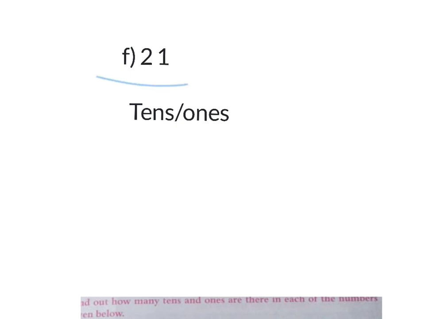Part F. In part F, we have a two-digit number, that's 21. Students, in 21, 1 comes at ones place and the digit 2 comes at tens place. Okay, 2 tens and 1 one. 2 tens and 1 one makes 21.